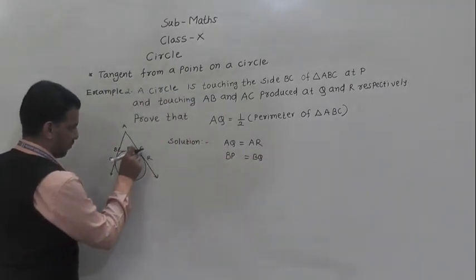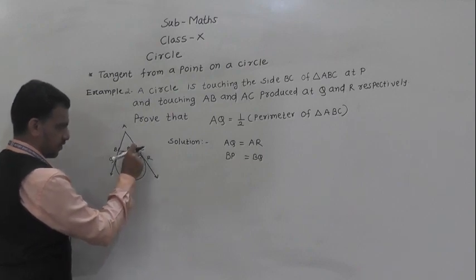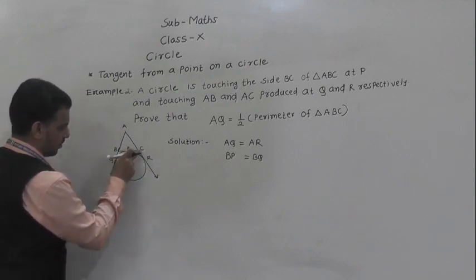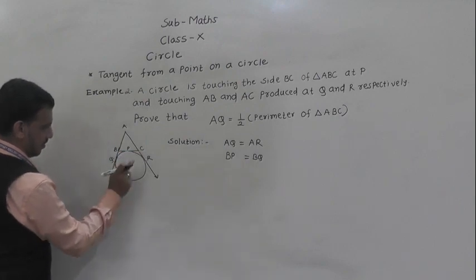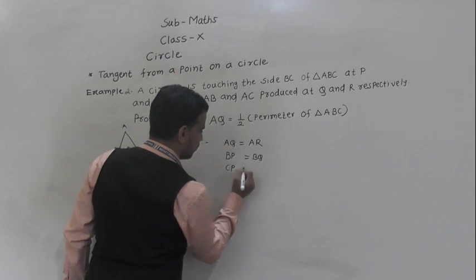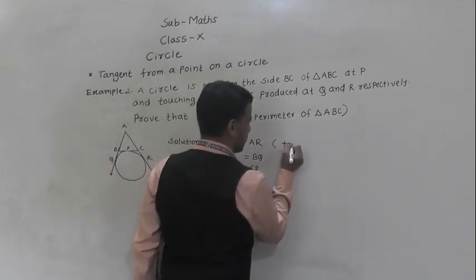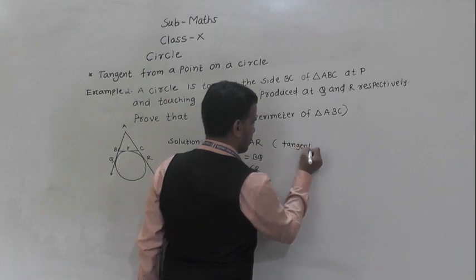Same from point C, if we consider C as an external point, so from point C two tangents are drawn, that is CP and CR. So these two tangents are also equal, that is CP is equal to CR. Okay, and the reason is the same, tangents drawn from an external point.